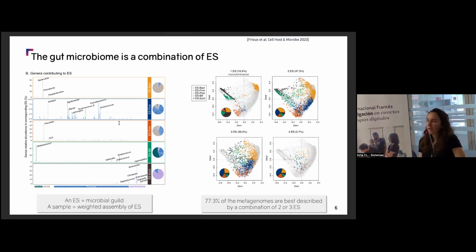So we looked at our original data. That's all the points that you see in the PCoA here. And we assessed how many signatures were needed in order to properly describe the samples. So here you have 1 to 4. And if hard clustering is enough, most samples will be described by a unique enterosignature. And you see that it's not the case. Actually, for more than 70% of our data, 2 or 3 enterosignatures are needed to properly describe the sample. So our soft clustering approach is actually useful to describe data with precision.